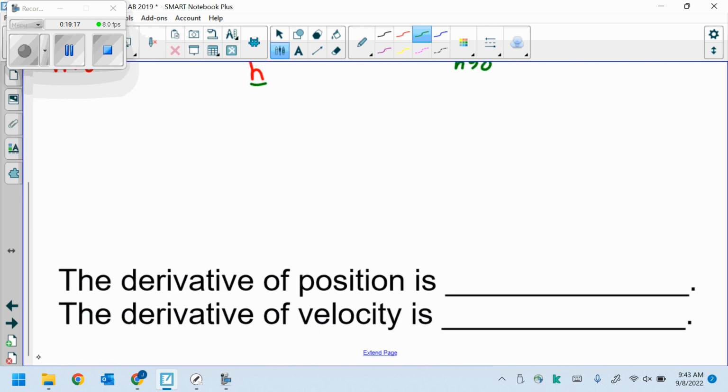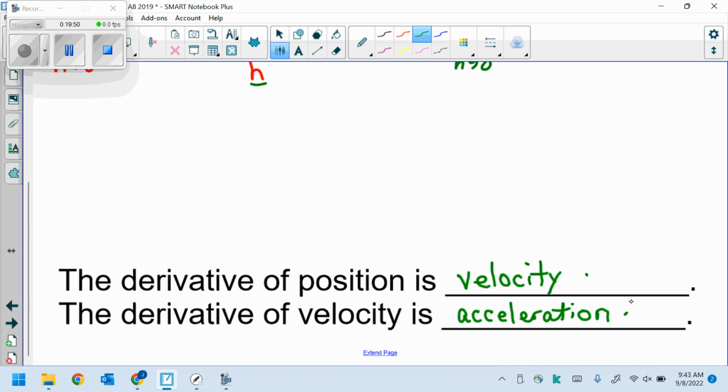The derivative of position, we've already said, is velocity. What do you suppose the second derivative of position is, or the derivative of velocity? The slope of velocity gives us acceleration. And you're going to see lots of questions this year about position and velocity and acceleration and the relationships between those three things.